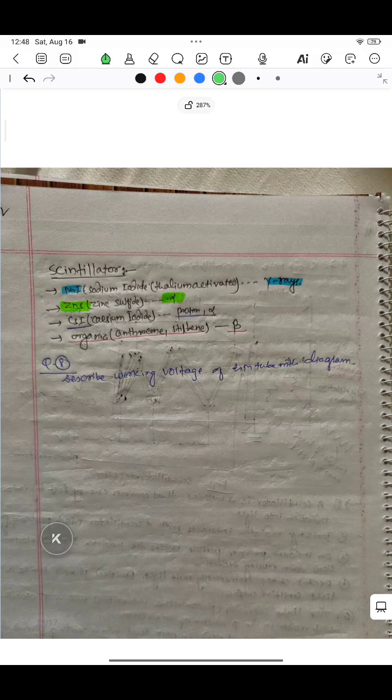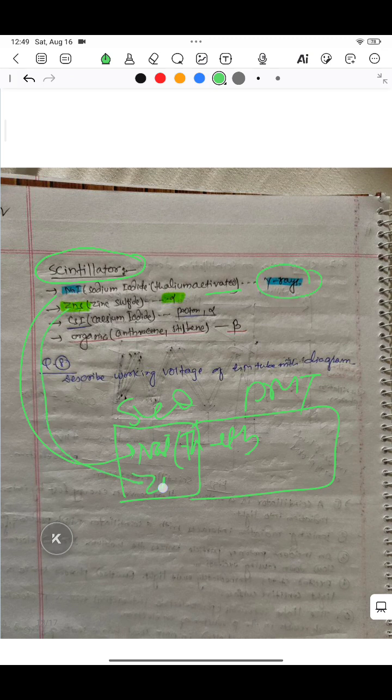So in case of scintillator, there is a scintillator medium. This one is the PMT tube, and this one is the scintillator. In the scintillator we use the following things: sodium iodide, which is thallium activated, most of the time thallium activated. It detects gamma rays.